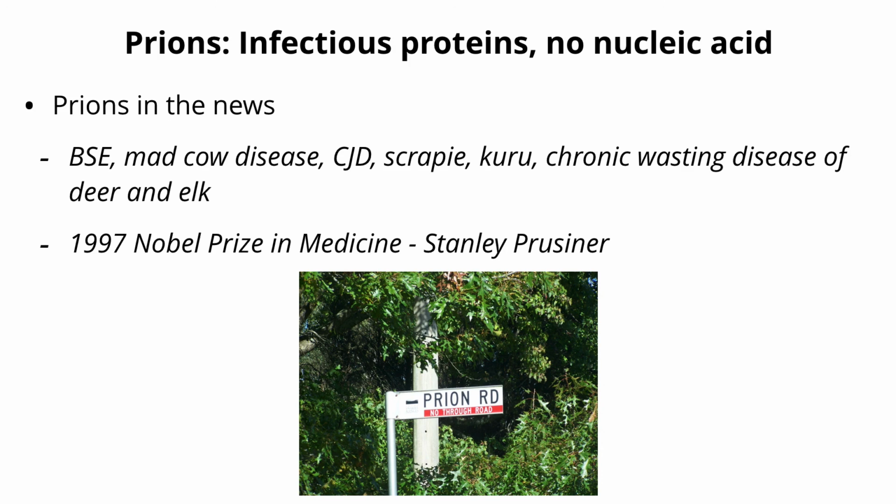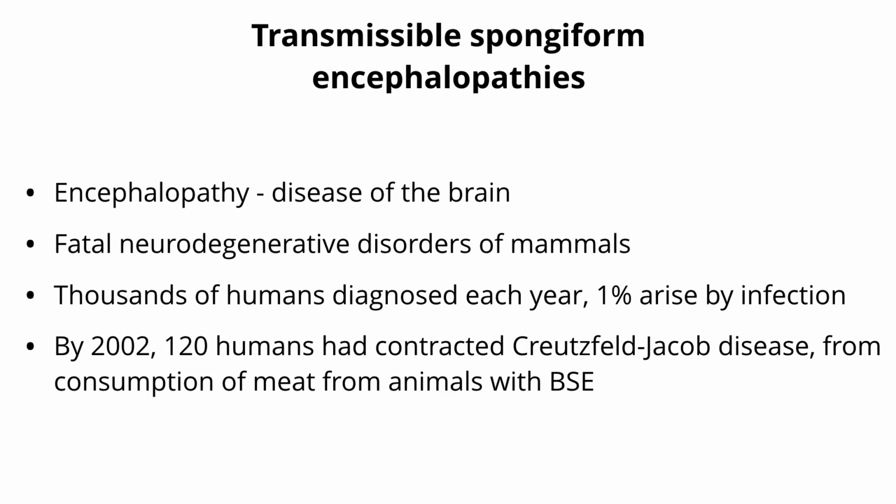And in fact, in 1997, Stanley Prusiner got the Nobel Prize for discovering prions. And I found this picture on the internet. It's actually a road, I think it's in the UK, maybe not. It's called Prion Road. Boy, I would like to live there. That would be a great address, right? 100 Prion Road. Prions cause diseases that are a little bit long named: transmissible spongiform encephalopathies.